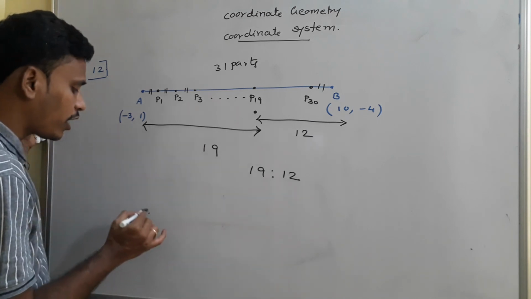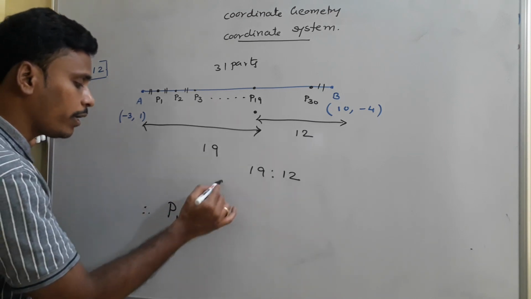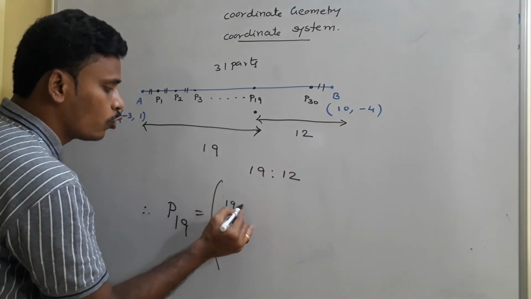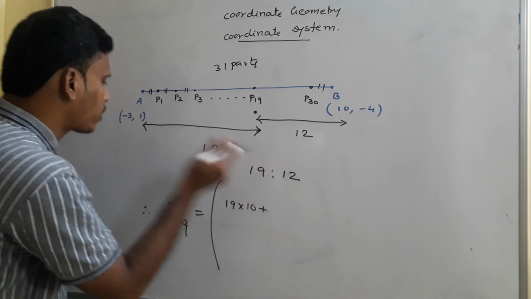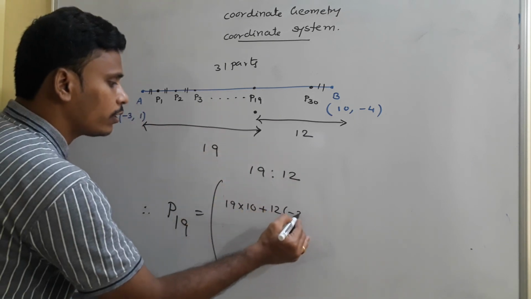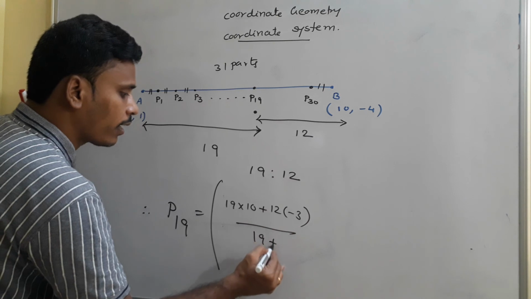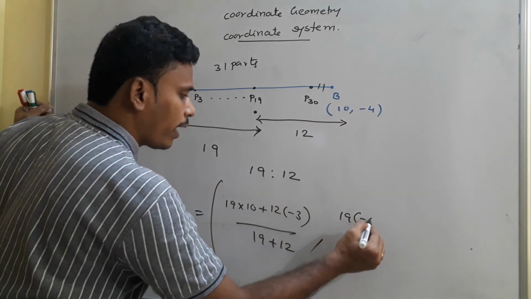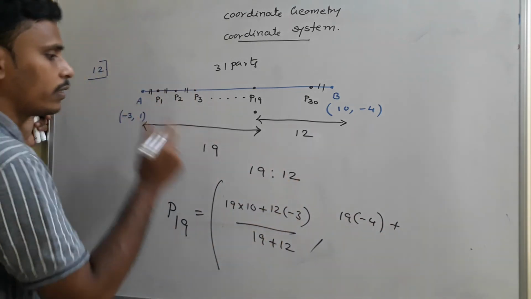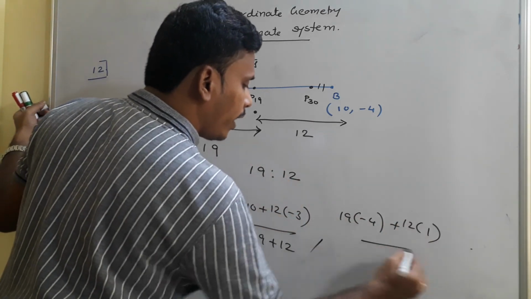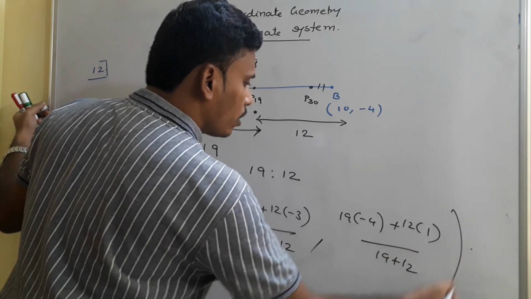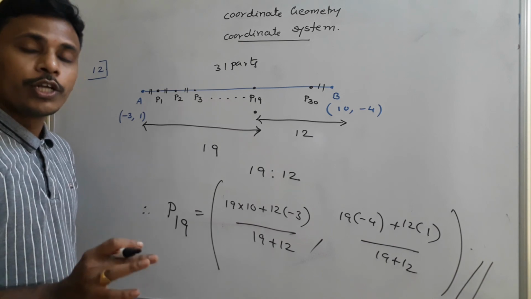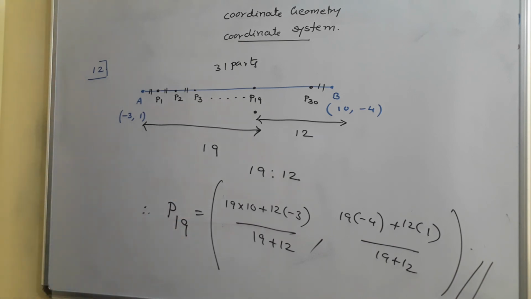Since it is dividing in the ratio 19:12, to find P19 you need to move classwise. (19 into 10 plus 12 into minus 3) divided by 19 plus 12, comma, (19 into minus 4 plus 12 into 1) divided by 19 plus 12. So if you simplify, you will get P19. That's it. Okay. So this is the way of calculating P19. Have a look.